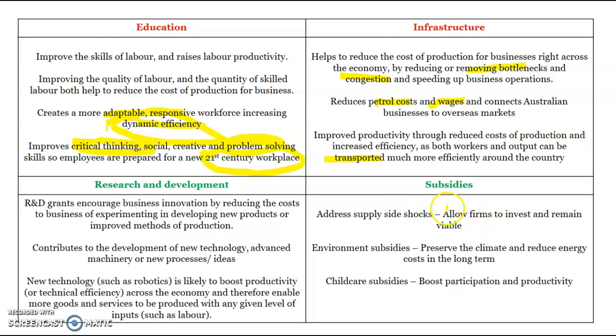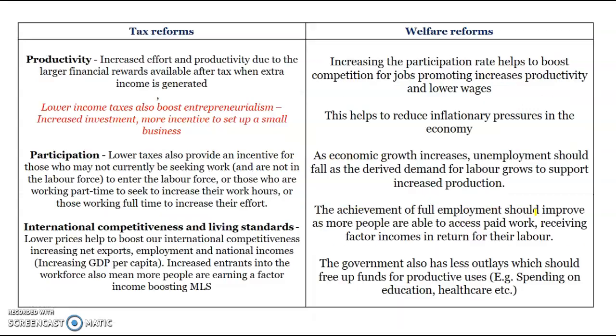In terms of subsidies, if it was something like addressing a supply side shock, you could talk about farmers and how it allows them to invest, it allows them to feed their livestock so they can remain viable, and that boosts aggregate supply because more businesses stay in business. So we've got more people producing in the long term. Creates jobs as well because the farm stays viable. Environmental subsidies, there's two links you can make there. If it's for renewable energy, one, that it preserves the climate, so that helps to protect our natural resources. And secondly, that renewable energy is cheap to run in the long term, so that lowers cost of production as well. If you go down the childcare subsidy link, participation, productivity, competition for jobs, etc., etc.